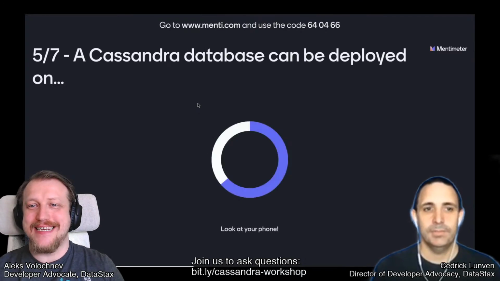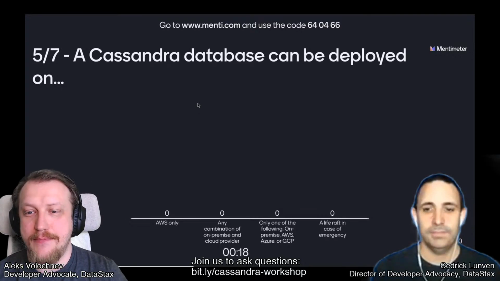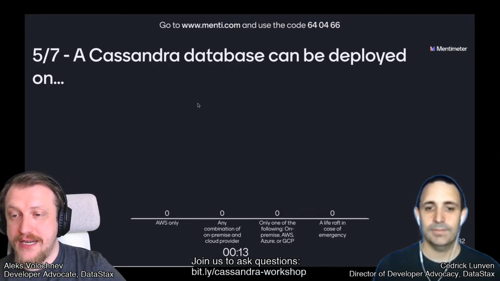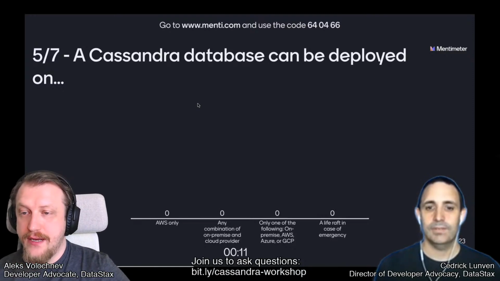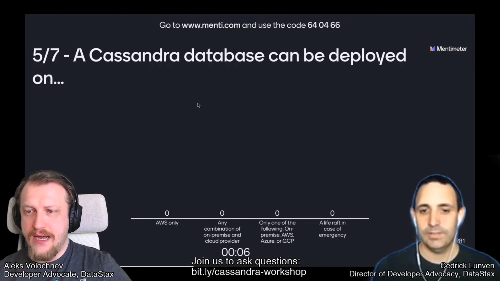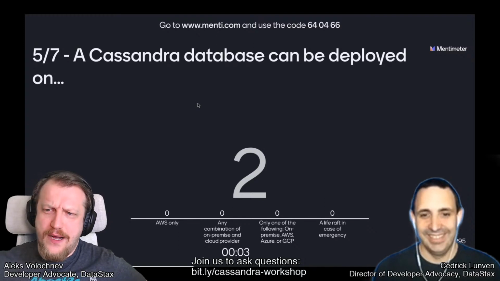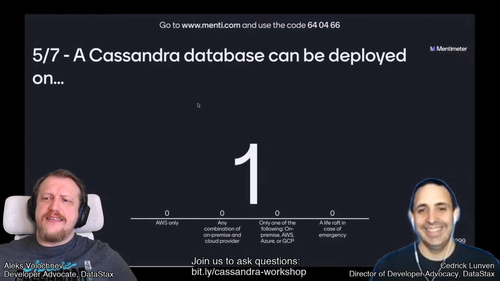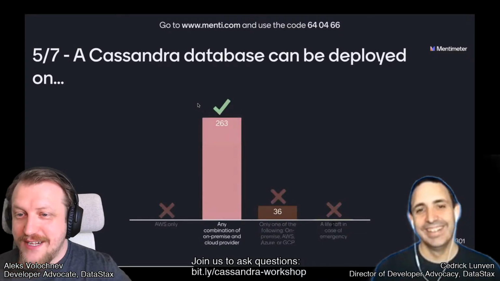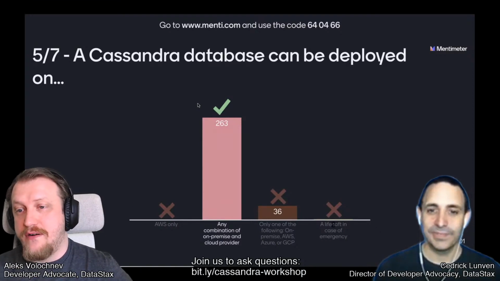So the question is, a Cassandra database can be deployed on: AWS only, any combination of on-premise and cloud provider, only one of the following: on-premise, AWS, Azure, or Google Compute Platform, a live raft in the case of emergency. Well, with a set of Raspberry Pis and Cassandra, I can definitely deploy Cassandra on the live raft. But the correct answer is any combination of on-premise and cloud providers.